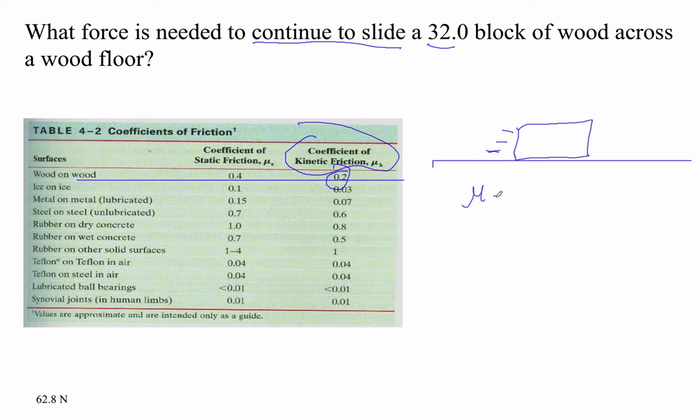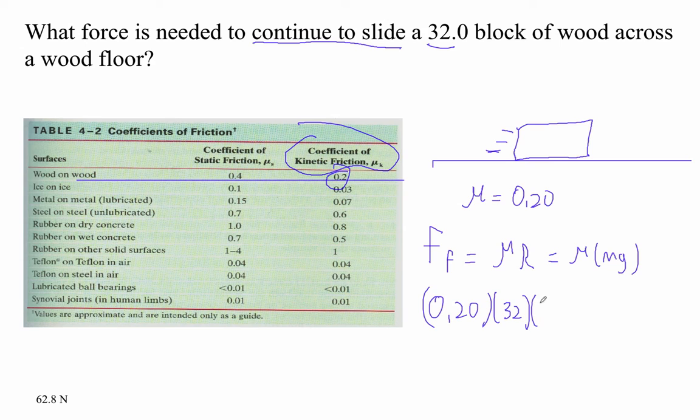So mu is 0.20, right? I'm pretending we have 3 sig figs here, right? The force of friction is mu times R, and R in this case is the force of gravity, right? So it's mu times mg, right? So we're going to go 0.20 times 32 times 9.81. Let's consult the calculator here. That's 62.784, force of friction. Ta-da!